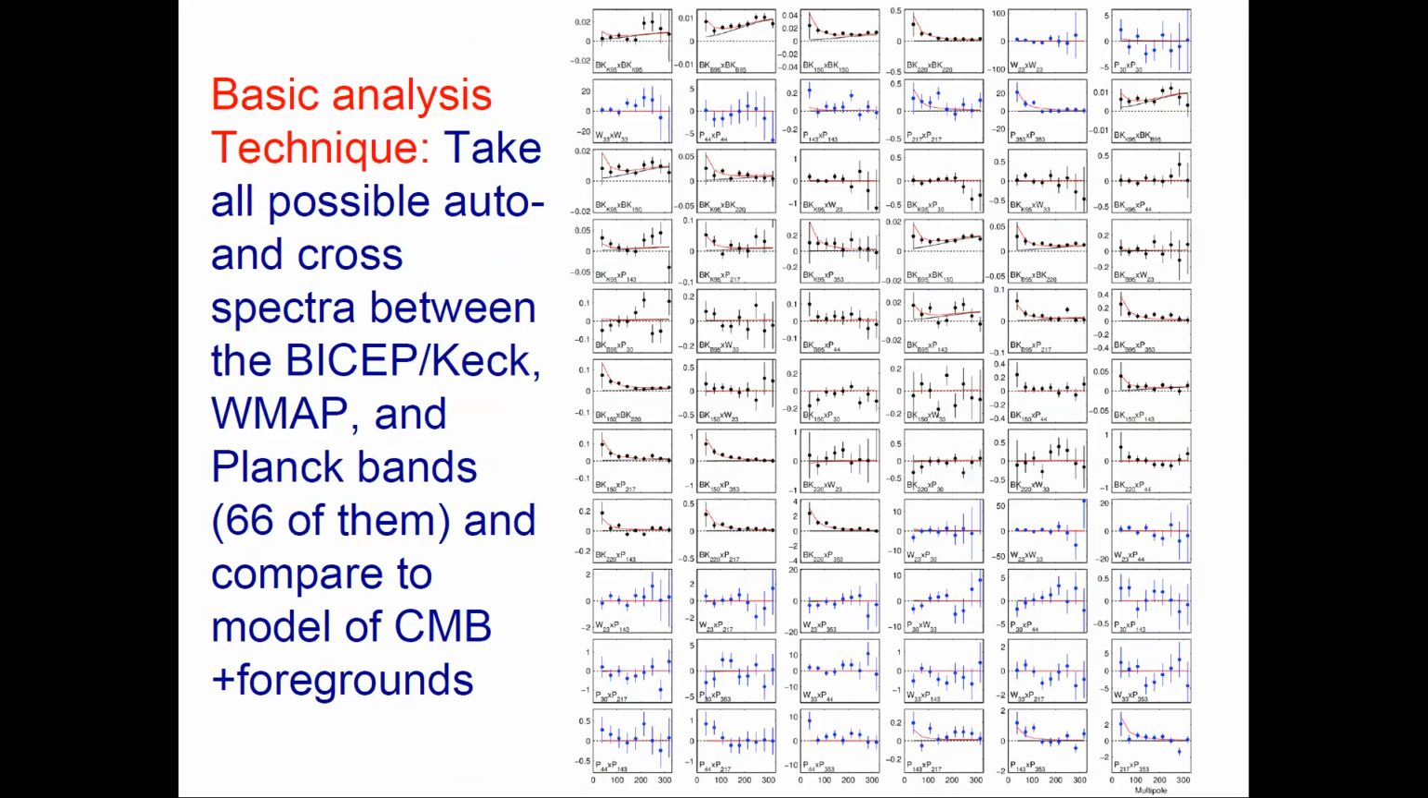So the basic technique is to take all of those maps, both our own and the WMAP and Planck maps, and take auto and cross spectra between all of them, which results in a huge number of spectra and this completely unintelligible plot.